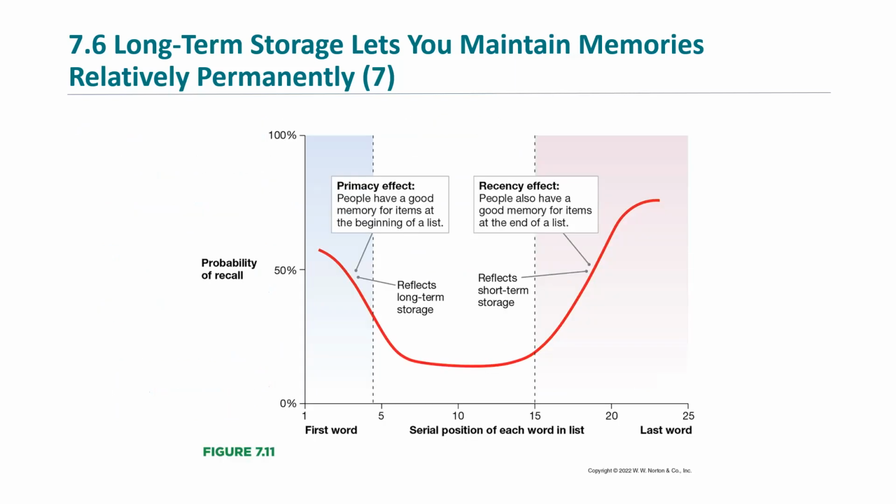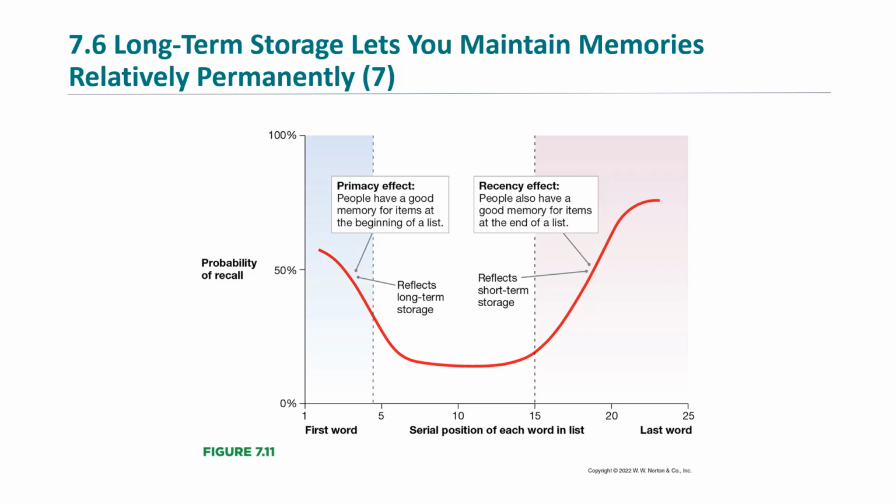And this is an illustration here of a typical result in what's known as the serial position effect. You can see the words serial position underneath the graph. Serial position just means where in the list a word is. The first word would have serial position 1, and the 15th word would be serial position 15. So from left to right is the order of the words in the list.